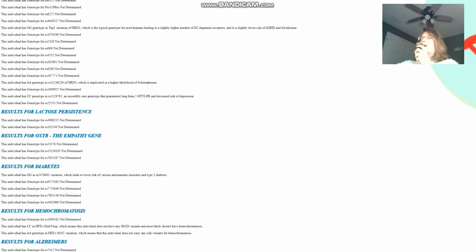He has the CC genotype here, which is an incredibly rare genotype that guarantees long form 5-HTTLPR and decreased risk of depression. This is very interesting to see, because I actually have a heterozygous genotype here, so I have long form 5-HTTLPR, but this individual actually has a homozygous derived genotype here. And by the way, the C allele in this variation is super, super incredibly stereotypically European, like only Europeans have it. Nobody outside of Europe has the C allele, and even in Europe, it's super rare.